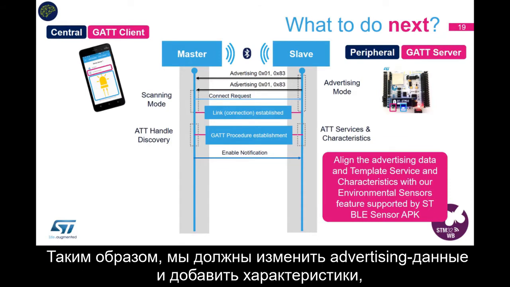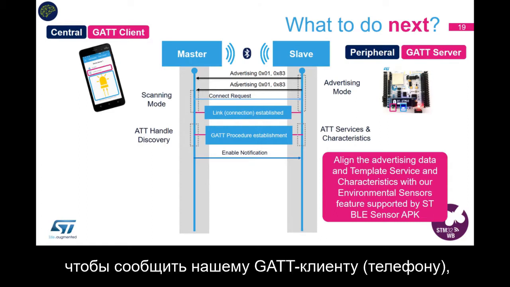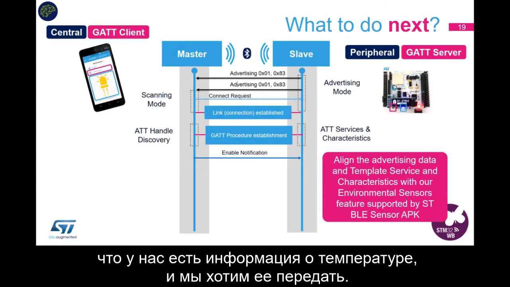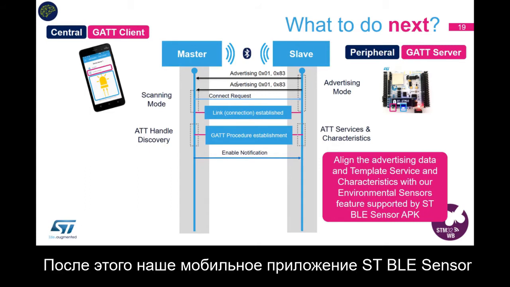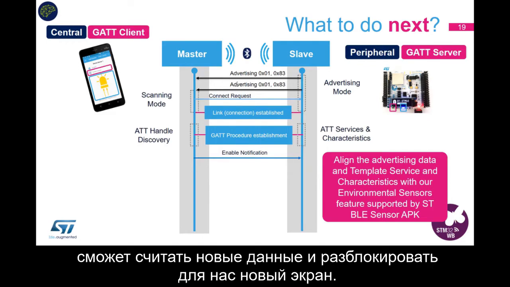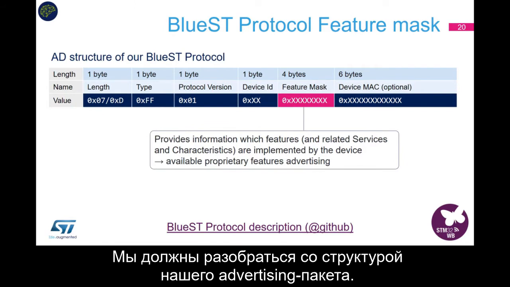So what we have to do in our software, we've now got to align the advertising data and add the specific characteristics to tell our central GATT client or mobile phone that we have environmental sensor information we want to provide to you, and our application on the phone, the BLE sensor APK, has the ability to read that information, and it will unlock new screens for us in our phone app.